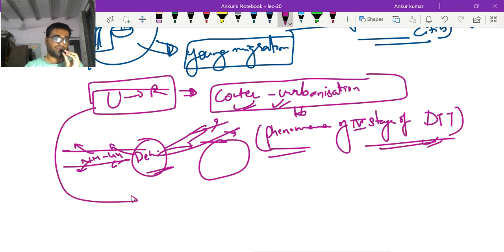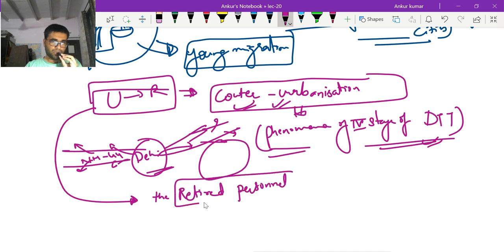However, this stream is also distributed. For example, in case of the old population or the retired personnel, the retired personnel migrating back to their hometown in the villages. But this is very weak. The major one is this counter urbanization in the adjoining areas. So this is the fourth stream, that is the urban to rural areas. Okay.